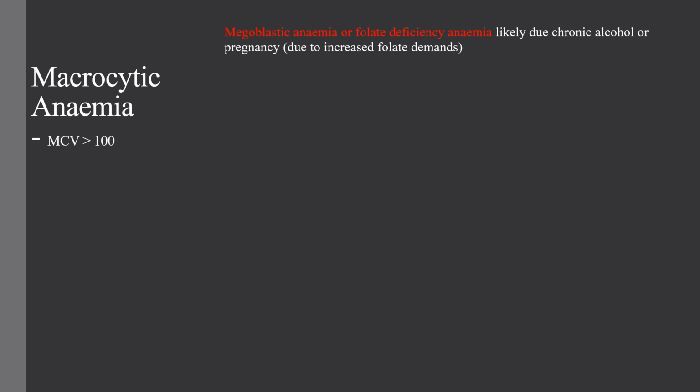Next is megaloblastic anemia, which is your folate deficiency anemia. So this can be due to something like chronic alcoholism or pregnancy. Another fun fact with chronic alcoholism, it also leads to something called thiamine deficiency as well. So you need to take thiamine as well if you have chronic alcoholism.